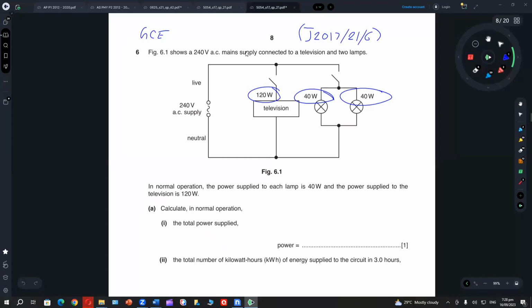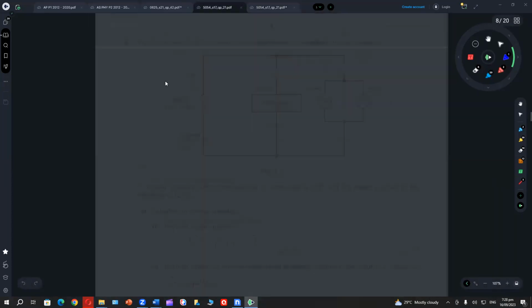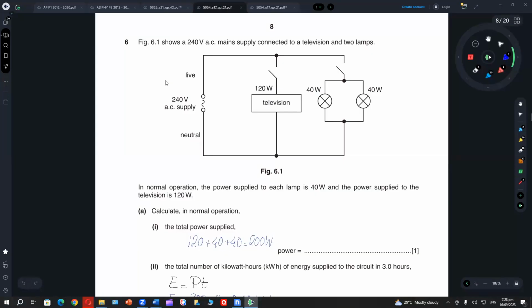So this is June 17, 21/6. Calculate in normal operation the total power. Powers are always added directly, so you can directly add up the powers. 120 plus 40 plus 40 is equal to 200 watt.